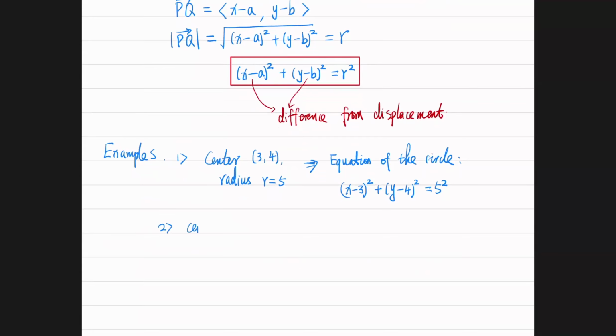Center negative 3, 4. Radius 2. Okay, equation of this circle. Again, enter the answer in the chat. Okay, I have 1.